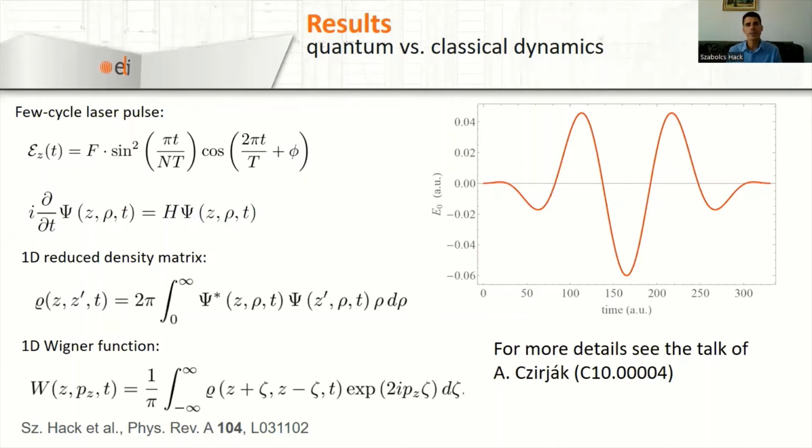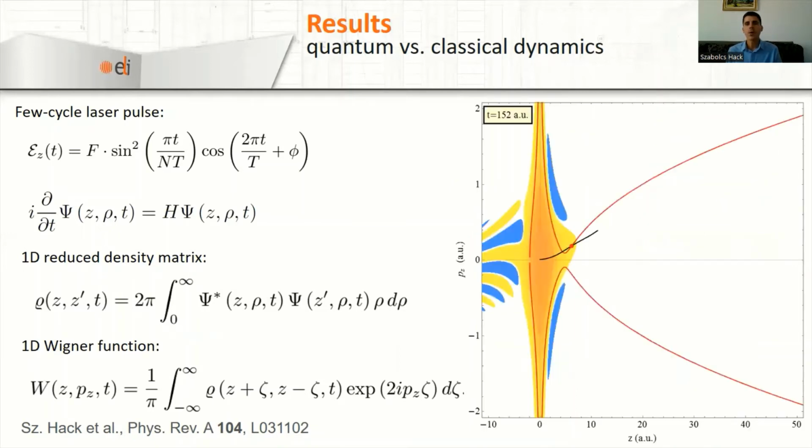Since the main part of the dynamics happens along the laser polarization, we compute the 1D reduced density matrix of the electron's quantum state along the z-axis, the polarization axis, from the wave function by integrating over the azimuth angle and the radial coordinate. From this reduced density matrix, we compute the electron's Wigner function, which helps us to visualize the quantum dynamics on phase space. Now we are able to compare the classical and quantum dynamics.